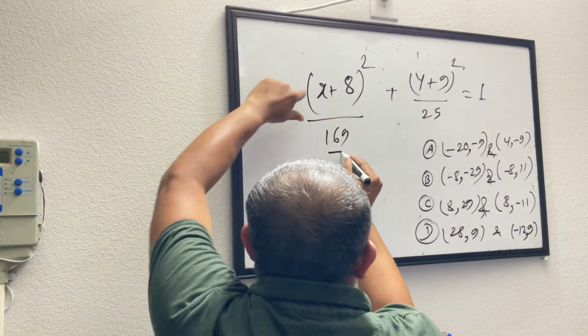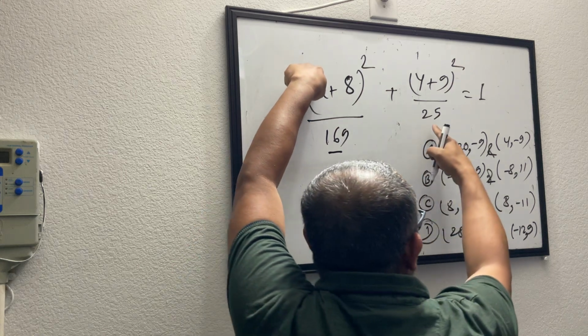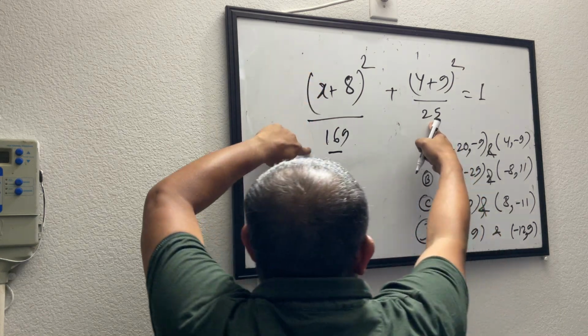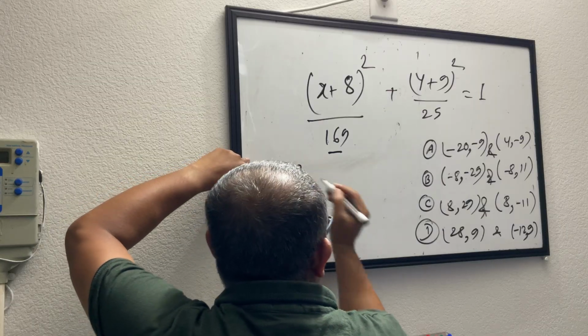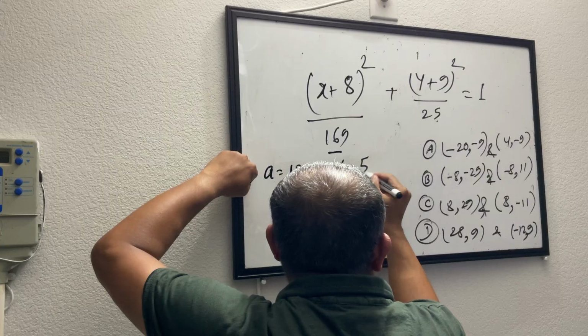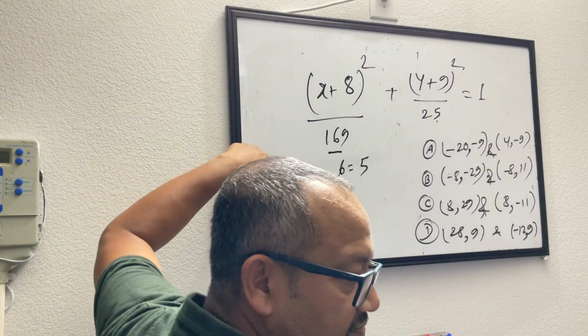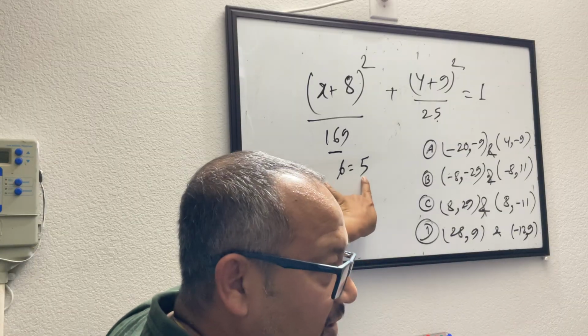This is the denominator of the x term, this is a square; the denominator of the y term, this is b square. So a square is 169, which means a is 13. And b square is 25, which means b is 5. So we got the major radius as 13 and the minor radius as 5.